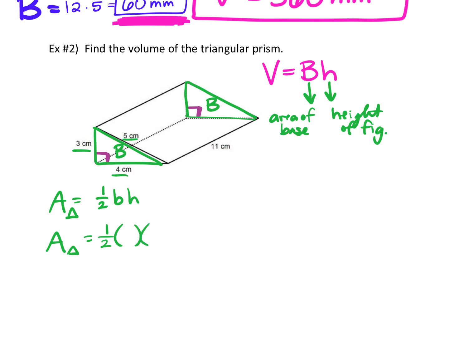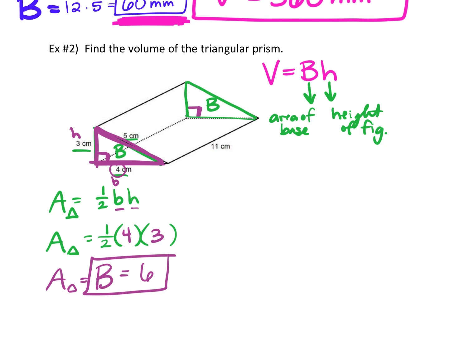So this triangle, you need a base and a height of this maroon triangle. What are your base and your height? 4 and 3. Base and height, right? So 1/2 times 4 times 3. So the area of your triangle, which is going to be our capital B, the area of our base, is 2 times 3, so 6. Okay, that's what's going to go here.